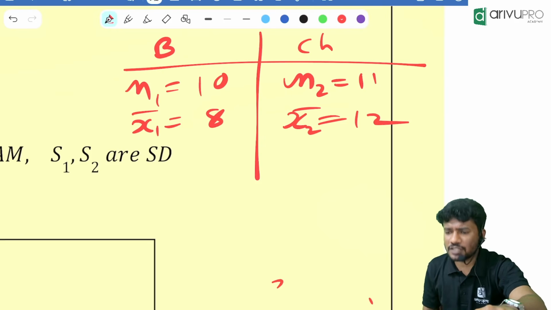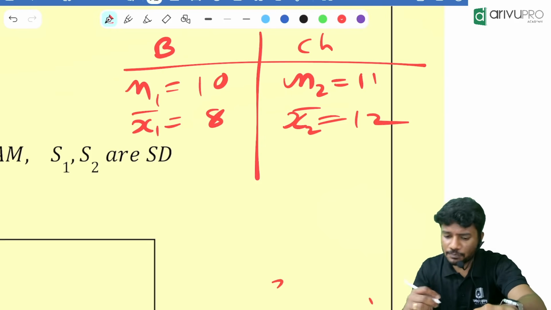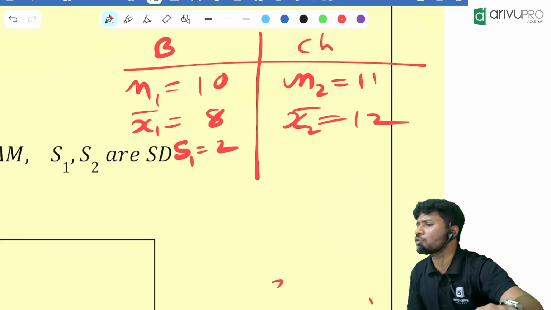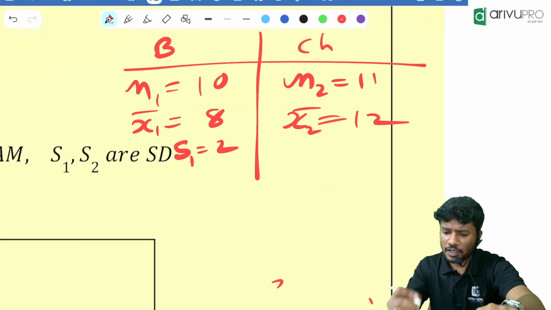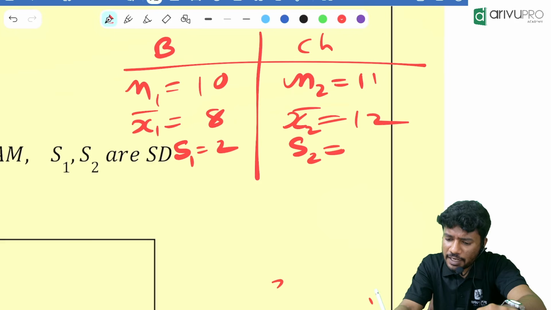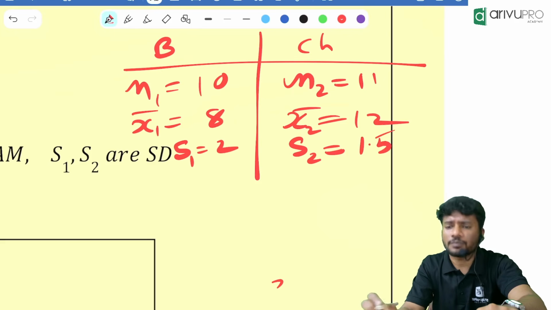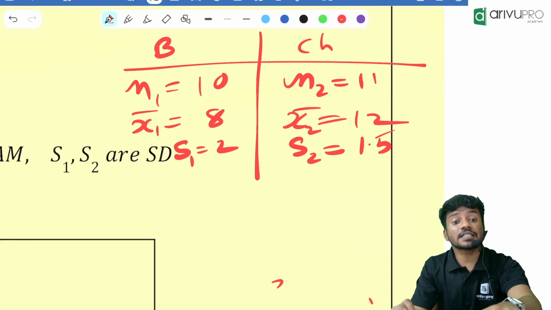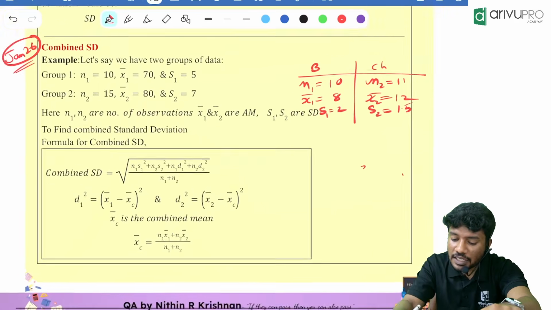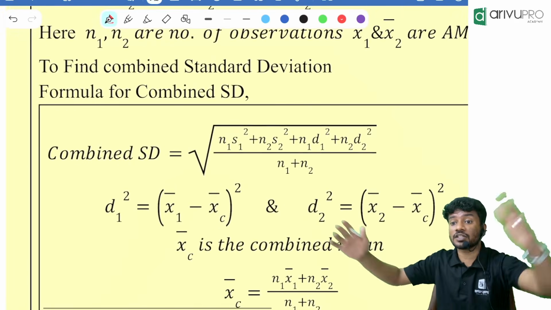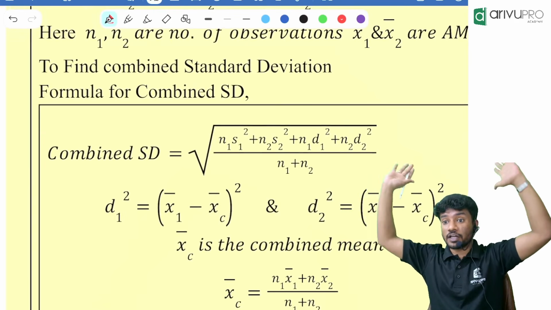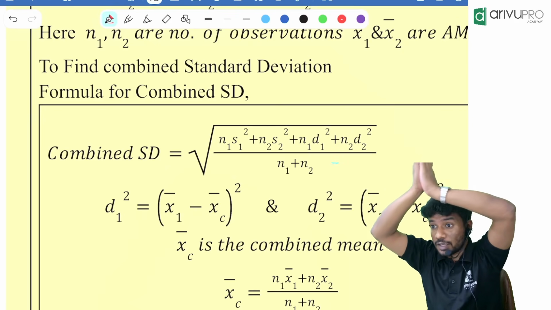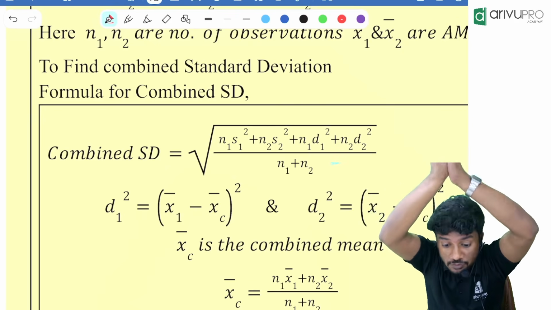Now, the question is we need to find the combined standard deviation. So the standard deviation of Bangalore Academy will be given. For example, let it be 2. S1 is equal to 2. Let the standard deviation of Chennai Academy be 1.5. So two things are given. Standard deviation also is given. So in such cases, how do we find the combined standard deviation? We need the combined standard deviation of the entire CA Foundation students of Bangalore and Chennai Academy together. That is called the combined standard deviation.